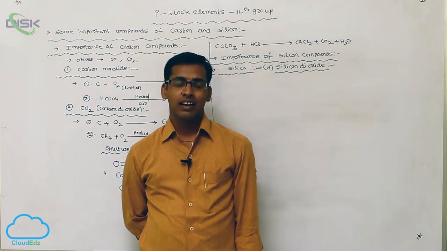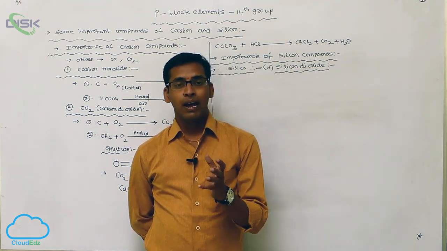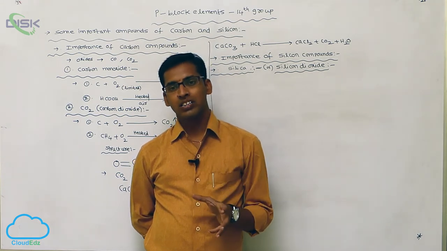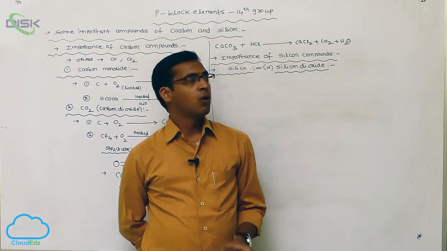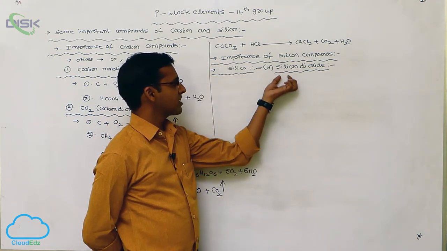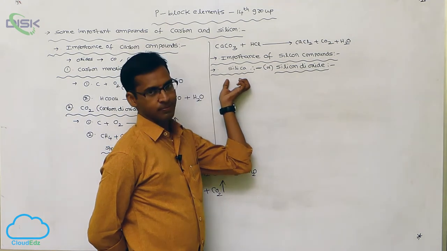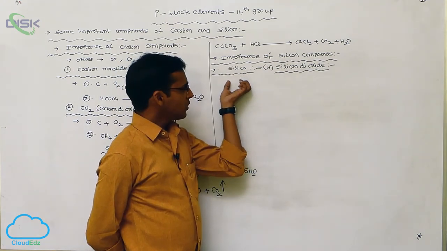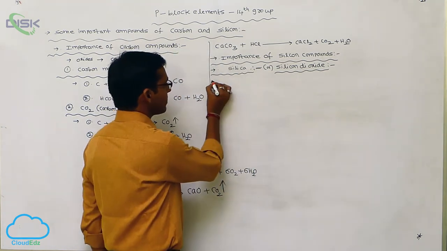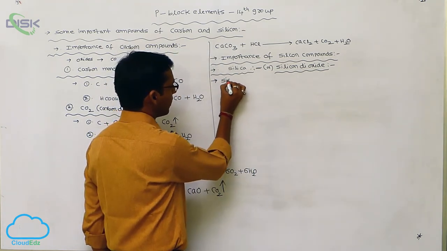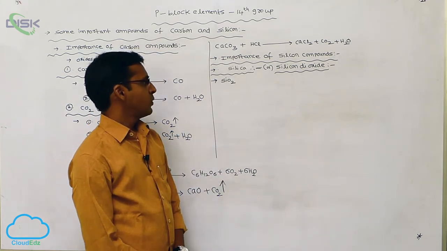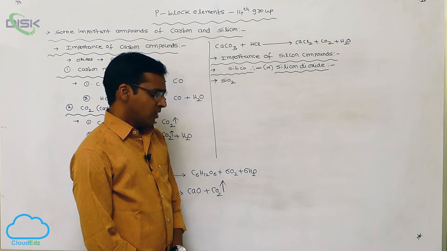cristobalite, tridymite, quartz and so on. These are the available forms of silica. Generally, this silicon dioxide is called silica. Its general formula is SiO2, silicon dioxide. SiO2 is called silica.